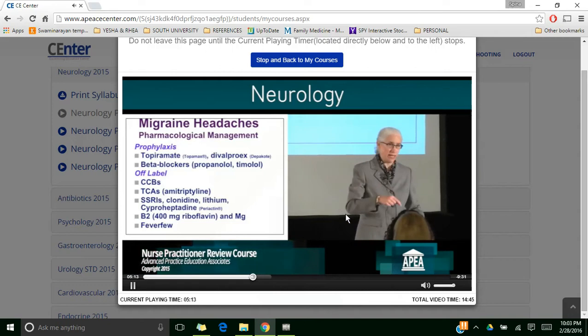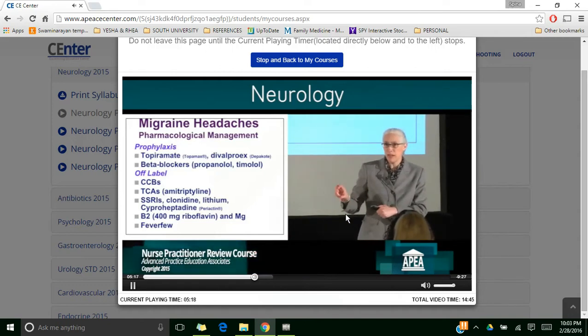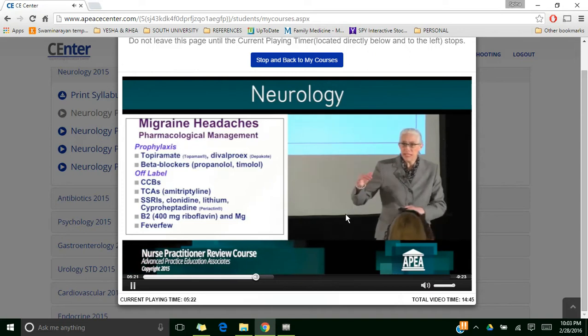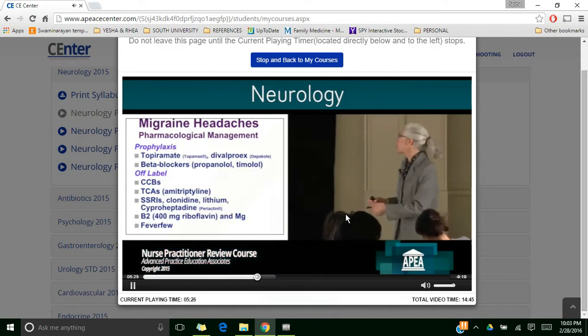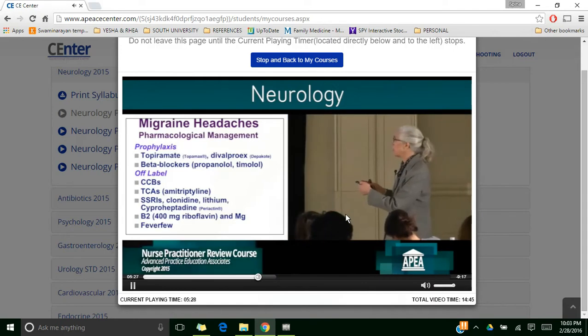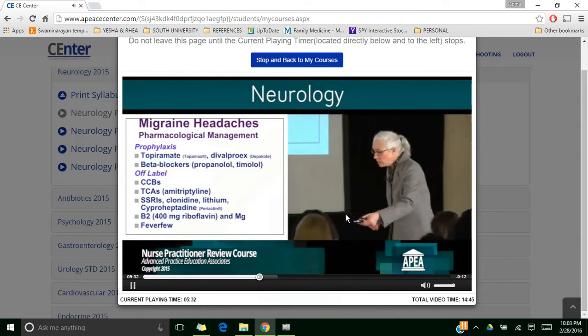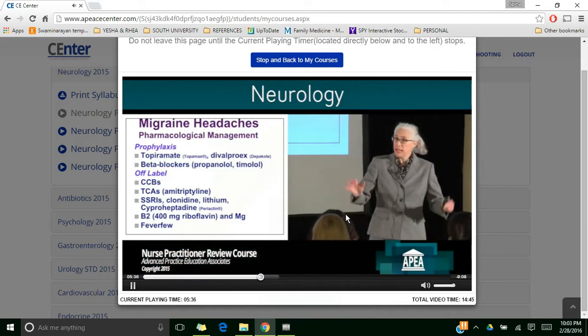Prophylaxis means, little lady with the migraine headache, you can take this every day or twice a day, and it's not going to keep you from having a migraine. Don't make them think they'll never get another migraine. Tell them this drug is going to decrease how many you get. And when you get one, it won't be quite as bad. That's the thought that you need to put in your patient's brains. If they never get another migraine, good. But that's very, very unlikely.